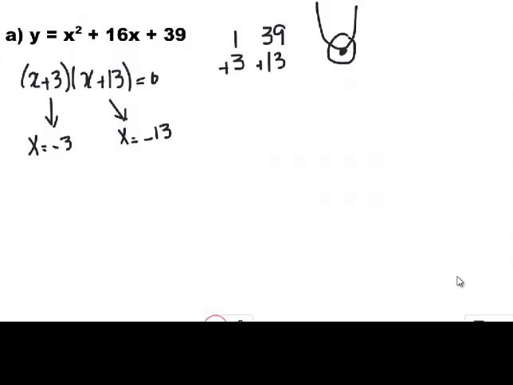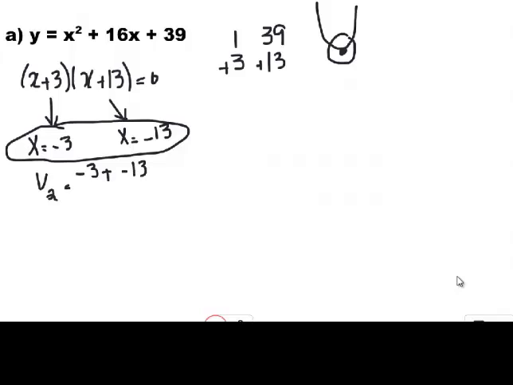To find the x-coordinate of the vertex, I have the zeros, so I can find the average of these two. So I can say v sub x is negative 3 plus negative 13 divided by 2. Negative 3 plus negative 13 is negative 16. 16 divided by 2 is negative 8. Now to find the maximum or minimum, again in this case it is a minimum, I just sub it back in the equation.